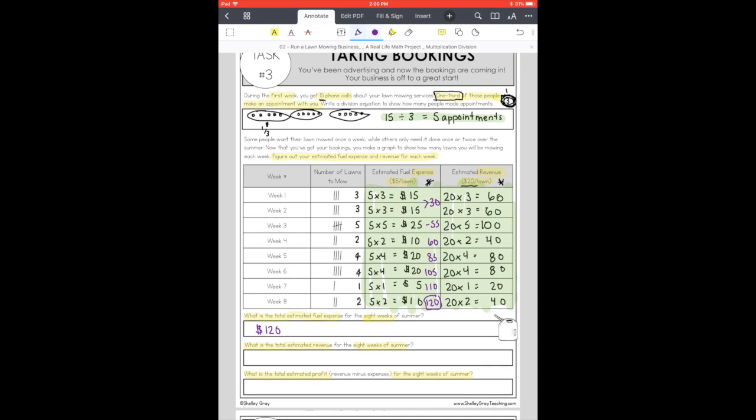We're going to do the same thing with our revenue. We're going to add up all of these. So 60 and 60 is 120, plus 100 is 220, plus 40 is 260. I'm actually not going to add 80 right away. I'm going to just circle this 260 so I don't forget about it. 80 and 80 is 160. 160 plus 20 is 180. Plus 40 is 220. Oops. And then I have to add 260 and 220 together. I'm just going to write that down here. Equals $480.